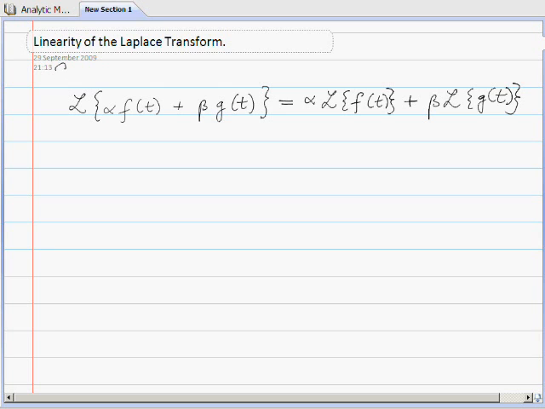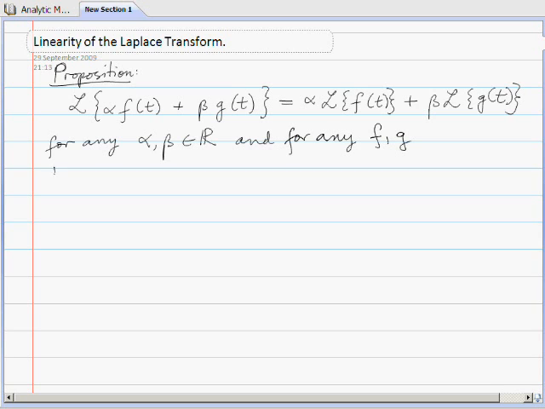So let's call this a proposition, and this should hold for any values of the two constants alpha and beta, and for any pair of functions f and g that possess Laplace transforms. Obviously this is only going to work if the functions f and g themselves have Laplace transforms.